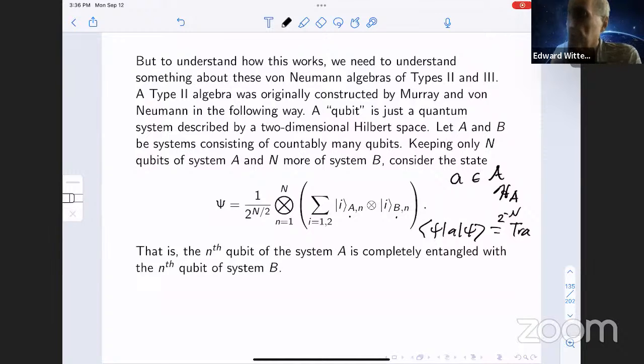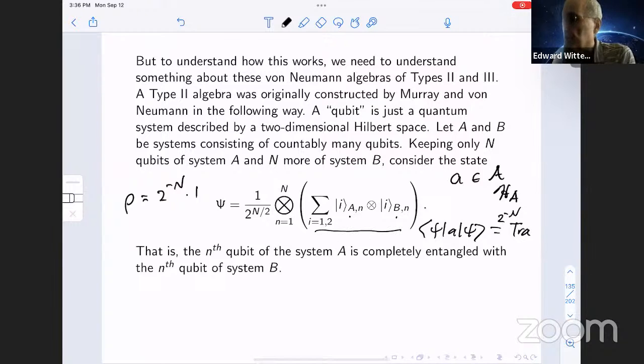I've used the fact that 2 to the minus n times the identity is a positive operator of trace 1. And every such positive operator of trace 1 is the density matrix of some state of the combined system, and I've simply picked a state that makes that true.